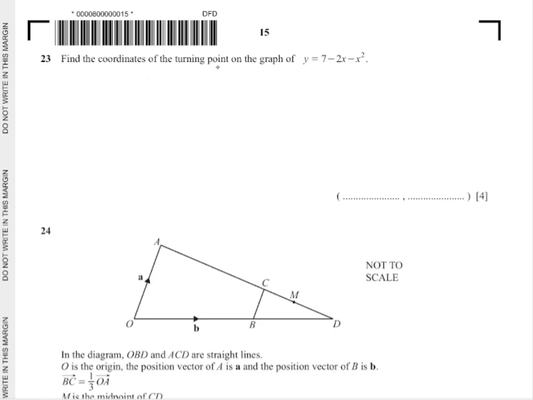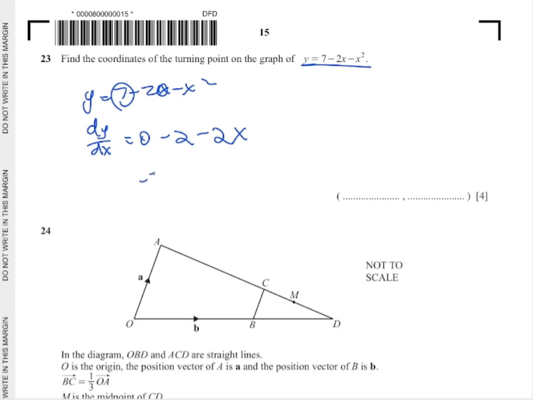Find the coordinates of the turning point on the graph of this. So we differentiate y equals 7 minus 2x minus x squared. What we do is dy/dx: a constant becomes 0, x to the power 1 gives the coefficient, and x to the power 2 we use the power rule. So we get -2x minus 2, and we want to find the turning point, so we set this equal to 0. So we get x equals -1. Putting -1 into the expression, we get -1 plus 2 plus 7. So this will be 8.